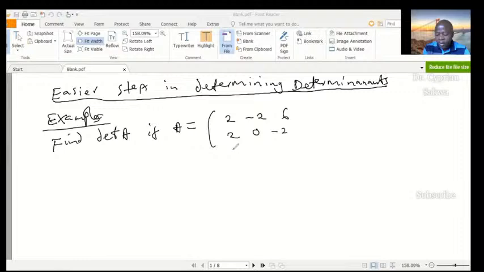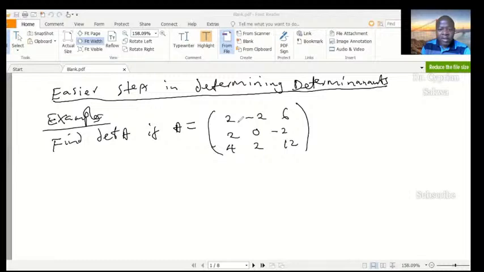And what we know is that we can find the determinant of this matrix along any row or along any column, and the result will be the same. But for me, it's easier to find it along this column because this column has a 0, so it will reduce my working. Or along this row because this row has a 0, and that will reduce my working.